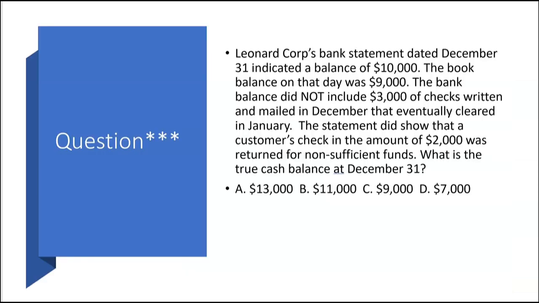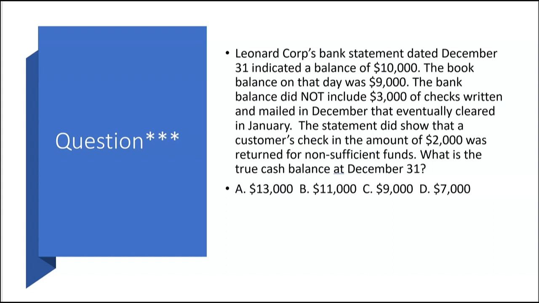All right, now these next couple are going to be a little tougher. Leonard Corp's bank statement dated December 31st indicated a balance of $10,000. So bank statement balance $10,000. The book balance on that day was $9,000. So obviously the two always start with different balances. The bank statement balance is 10, the book balance is 9.